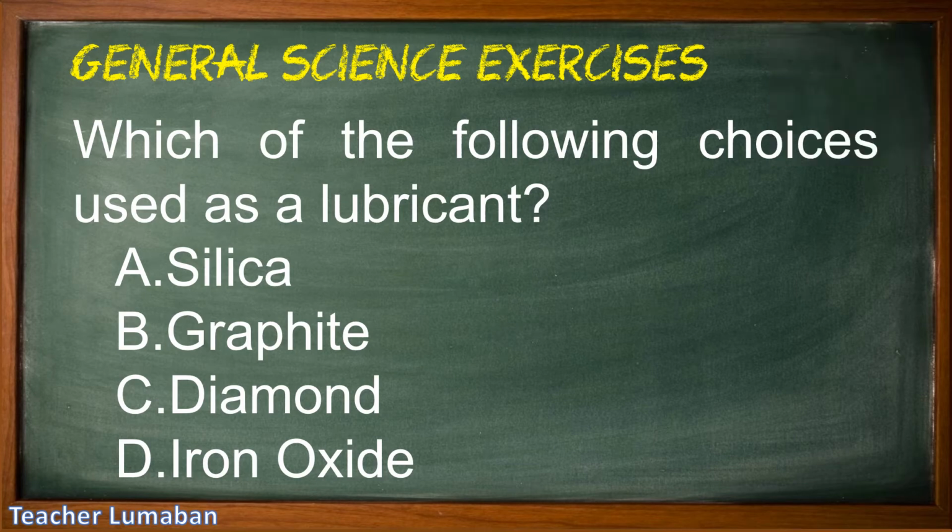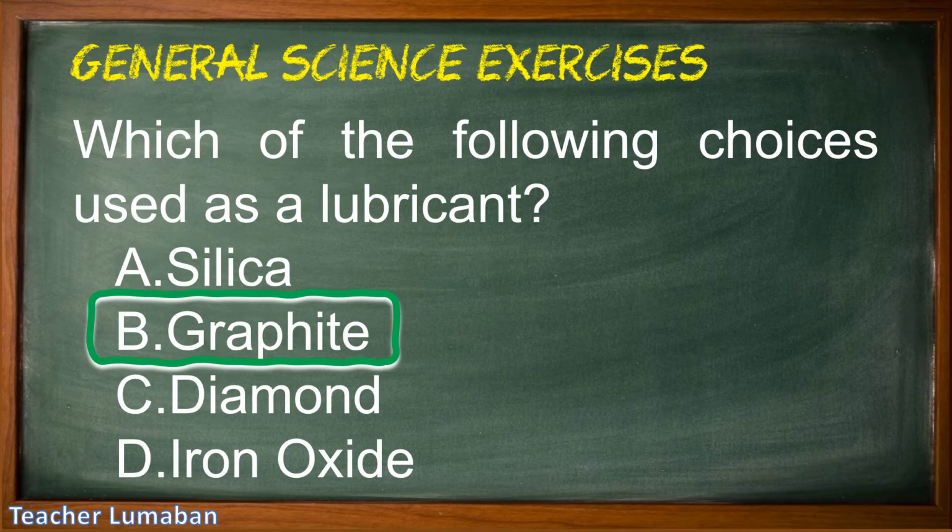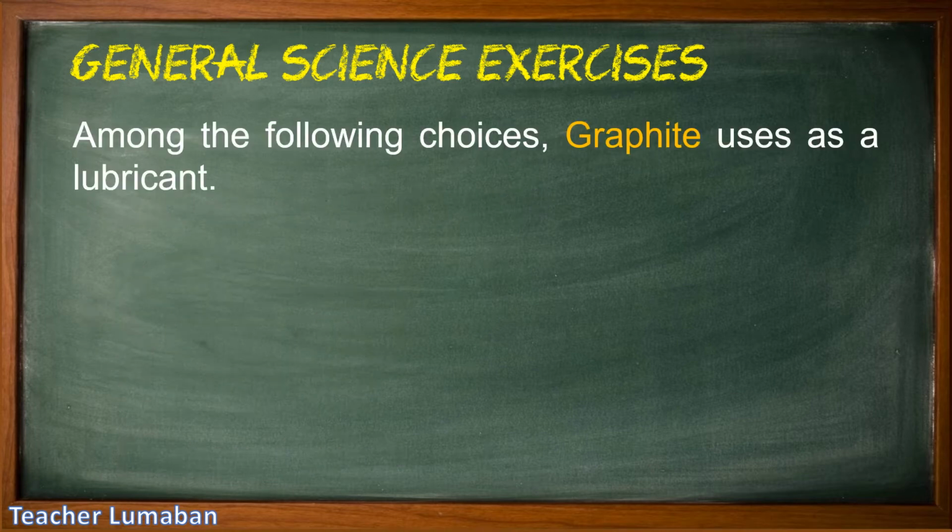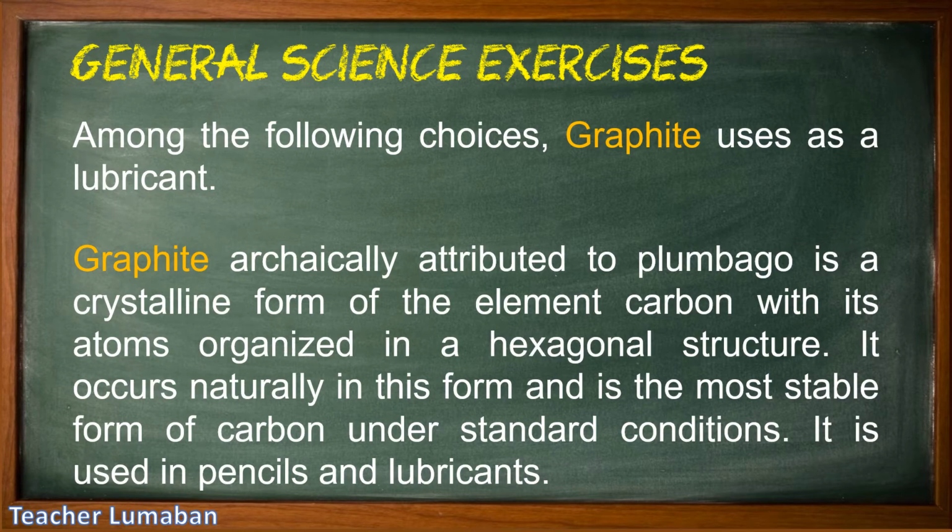The correct answer is letter B, graphite. Among the following choices, graphite is used as a lubricant. Graphite, archaically called plumbago, is a crystalline form of the element carbon with its atoms organized in a hexagonal structure. It occurs naturally in this form and is the most stable form of carbon under standard conditions. It is used in pencils and lubricants.